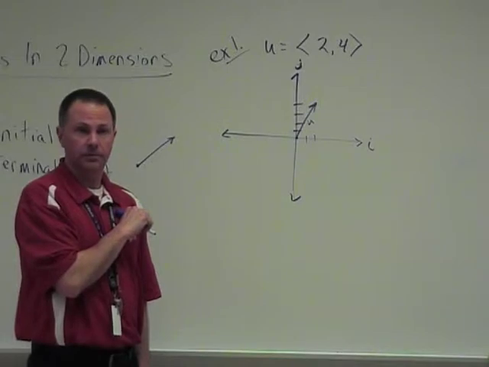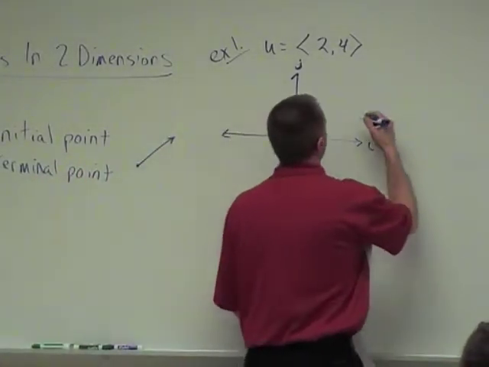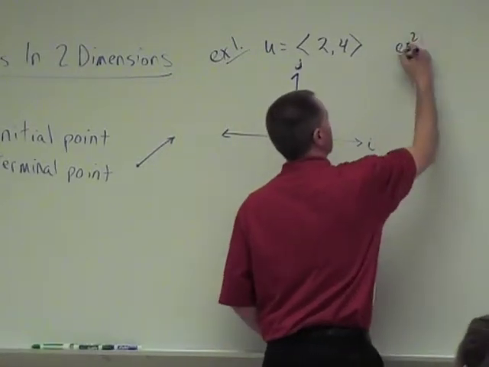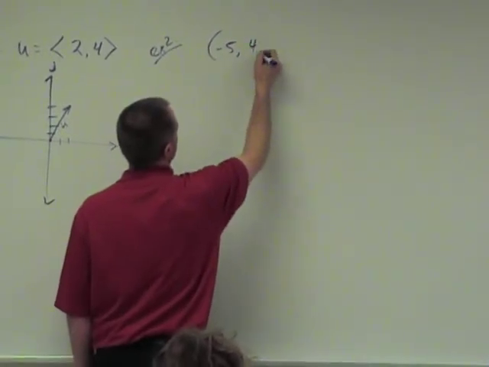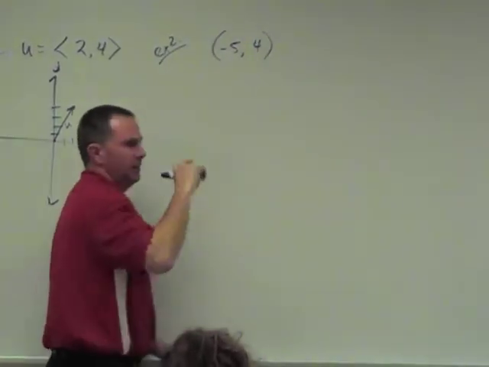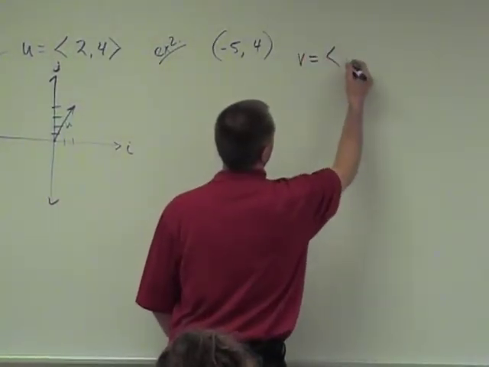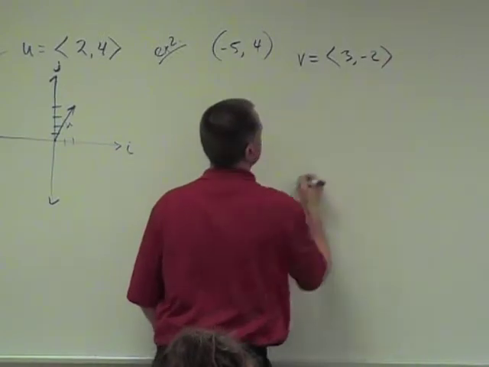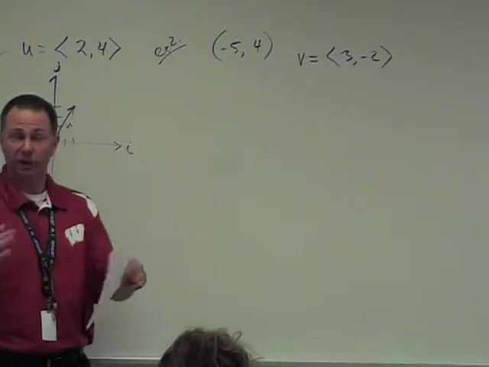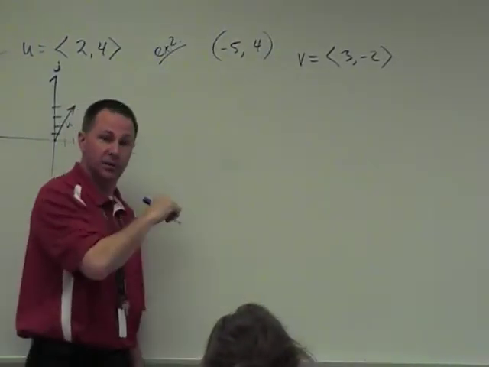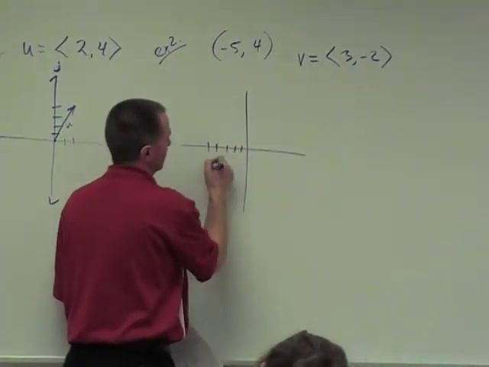Okay, let's say I give you, this will be example 2, an initial point of (-5, 4), and I give you the vector v to be <3, -2>. I want to know what the terminal point is. You don't have to graph it to know how to do this, but here's the visual behind it. Here's our initial point at (-5, 4).